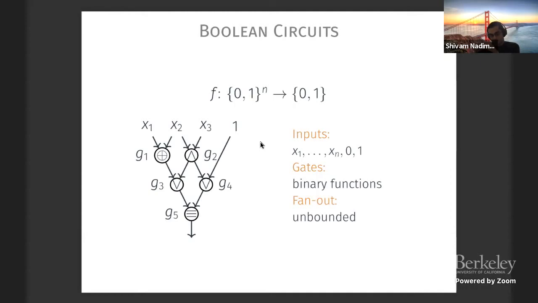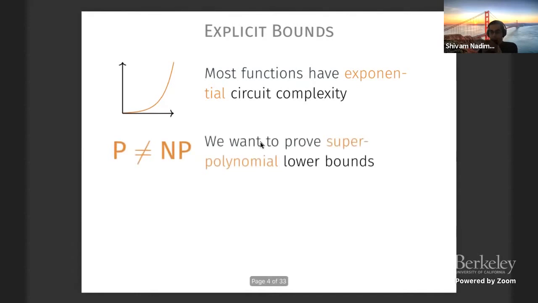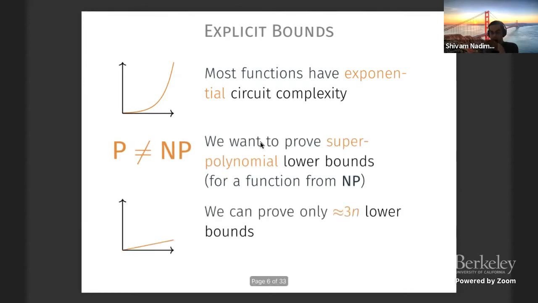All right, so the size of the circuit is just the number of gates in it. A simple counting argument shows that most of the functions require circuits of exponential size. But the challenge is to find an explicit function, say a function from the class NP, that is hard for circuits, that cannot be computed by a small circuit. This is the problem of circuit lower bounds. Even if we prove just a super-polynomial lower bound for a function from NP, we separate P from NP. So even though we know that most of the functions have exponential complexity, we actually need to only prove a super-polynomial lower bound, and the best we can do is roughly 3n.